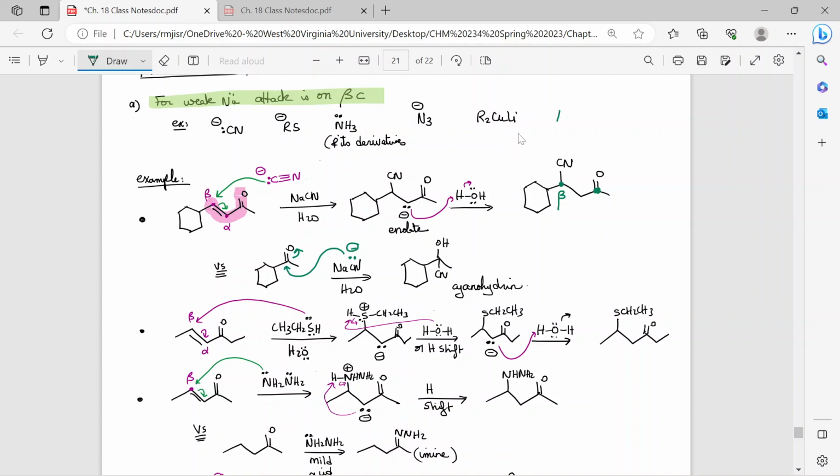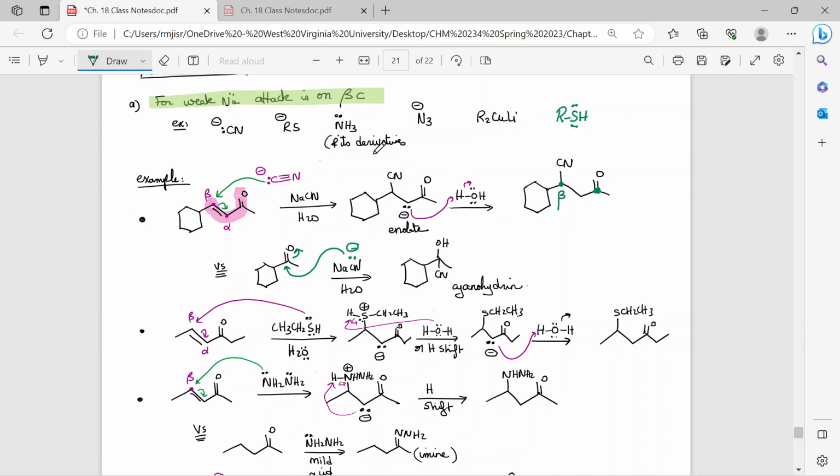If I also have an RSH, let's add this one out because I have an example of this one over here. So this is the RSH. This is a weak nucleophile. So this is not going to attack the carbon of the carbonyl. It's going to attack the beta carbon and form a negative charge. You protonate, and you're going to get your product.